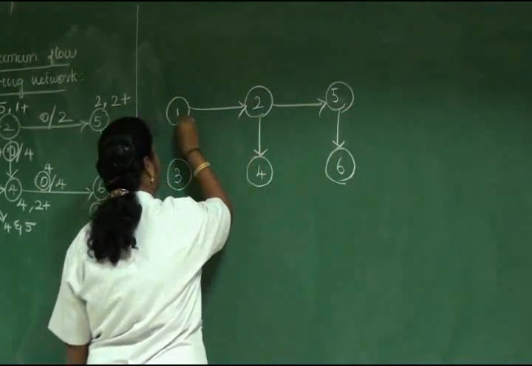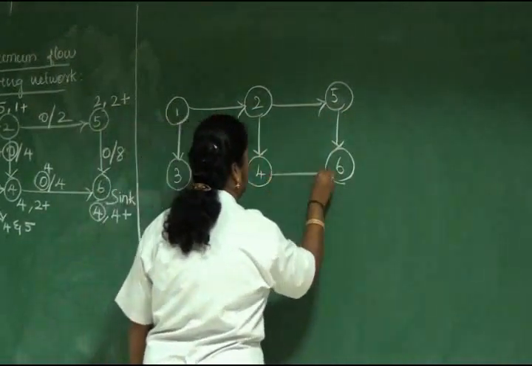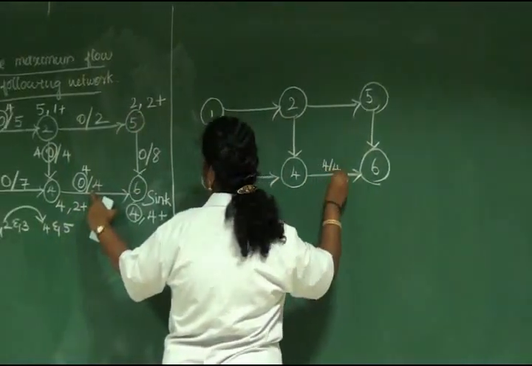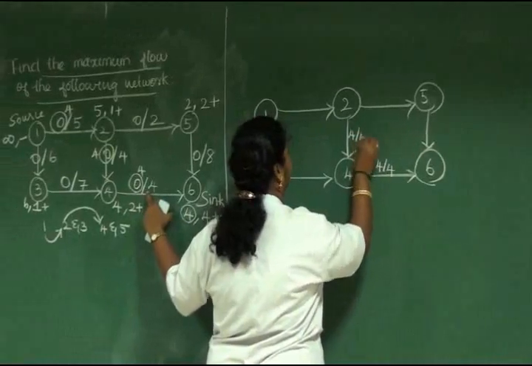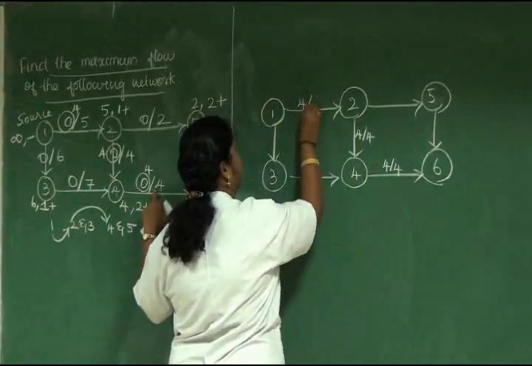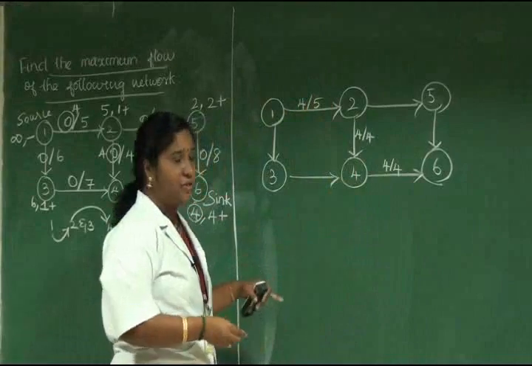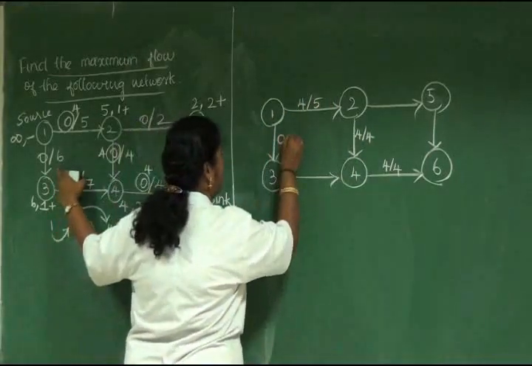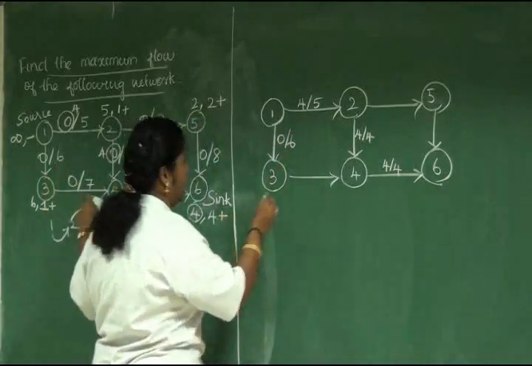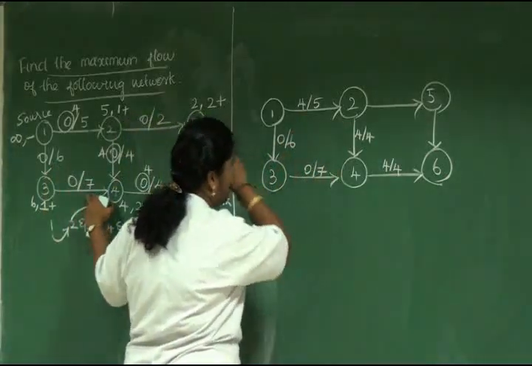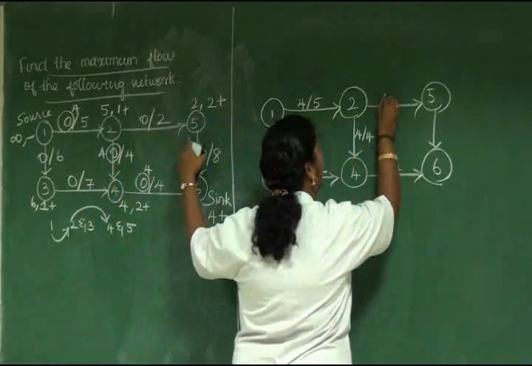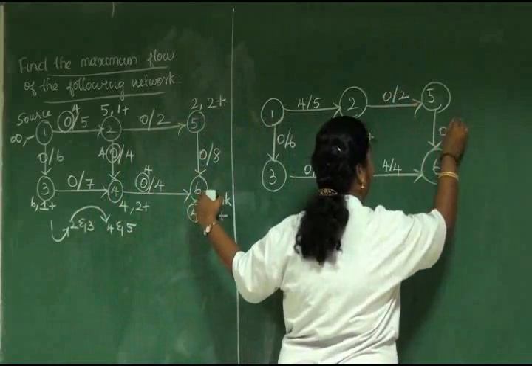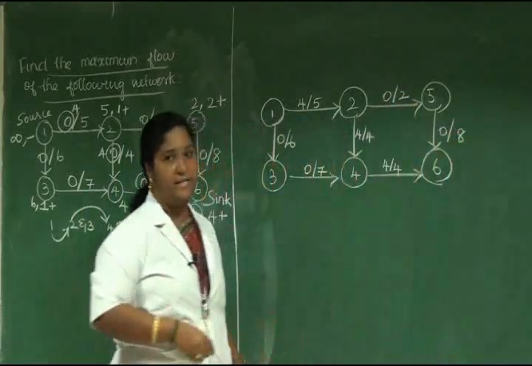First write the flow values of updated edges. So the updated edges are 4 by 4. Here you have 4 by 4, and this is 4 by 5. So these are the updated edges, and for the remaining edges also write the previous values. So this edge is 0 by 6, and this one is 0 by 7. And from vertex 2 to 5 you are having 0 by 2, and from vertex 5 to 6 you have 0 by 8. So this is your next iteration.